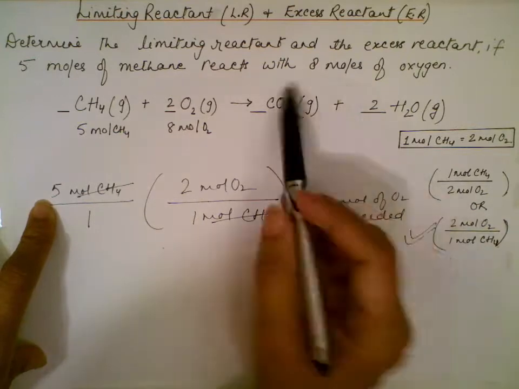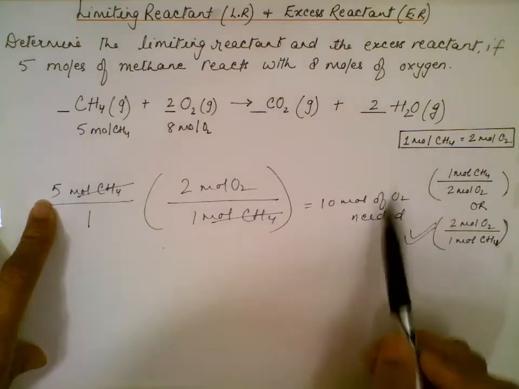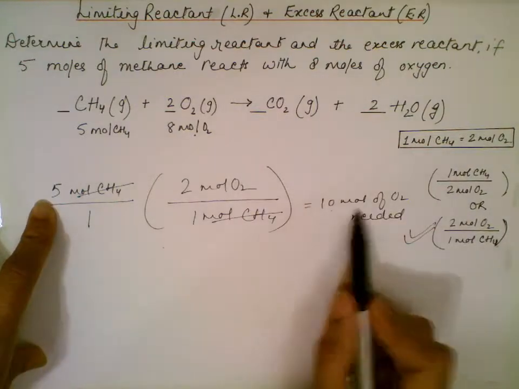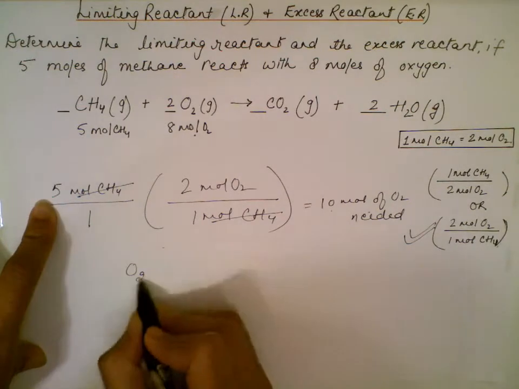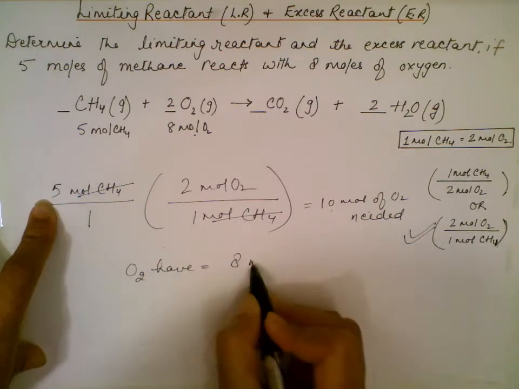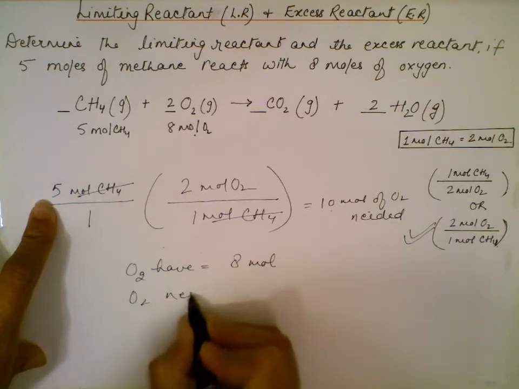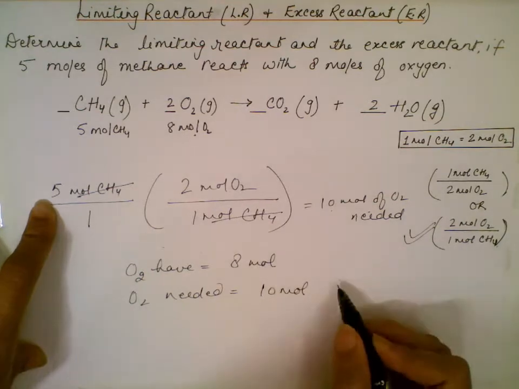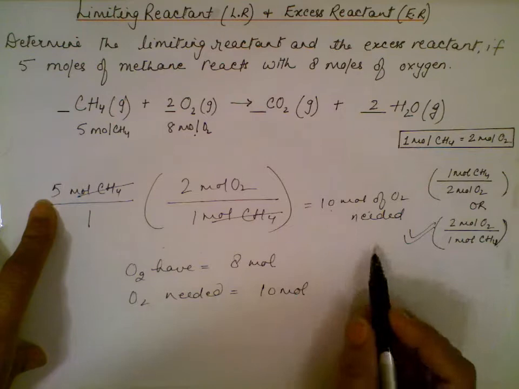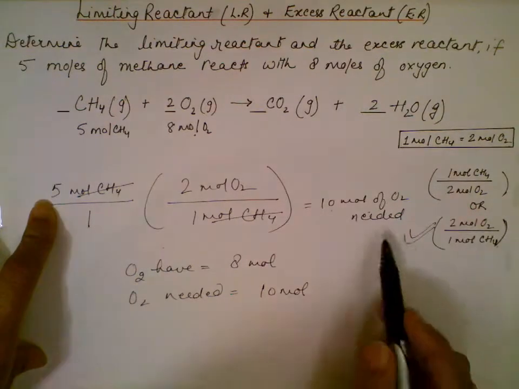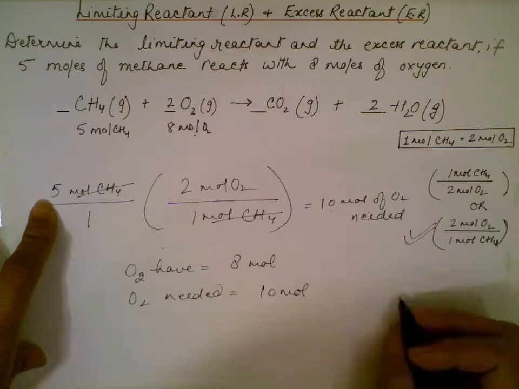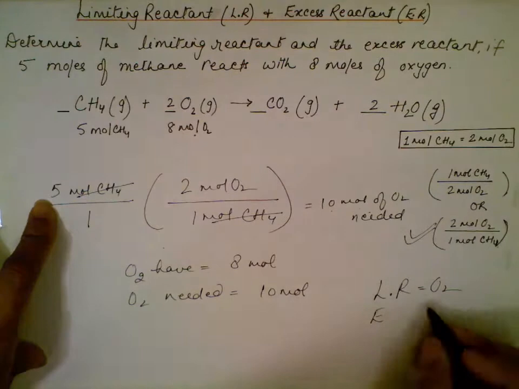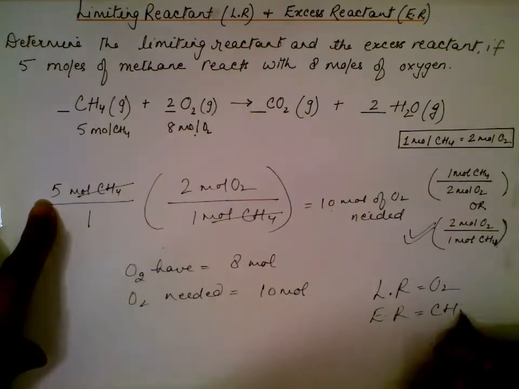But look here, how many moles of oxygen are given? We are given only 8 moles of oxygen, right? But how many do we need? We need 10 moles. So we don't have enough, correct? So oxygen is the one which is going to limit our reaction. Our limiting reactant is oxygen, and since our limiting reactant is oxygen, our excess reactant will be CH4.